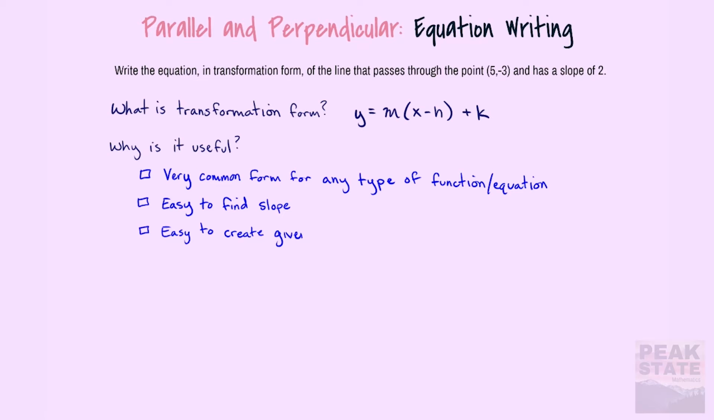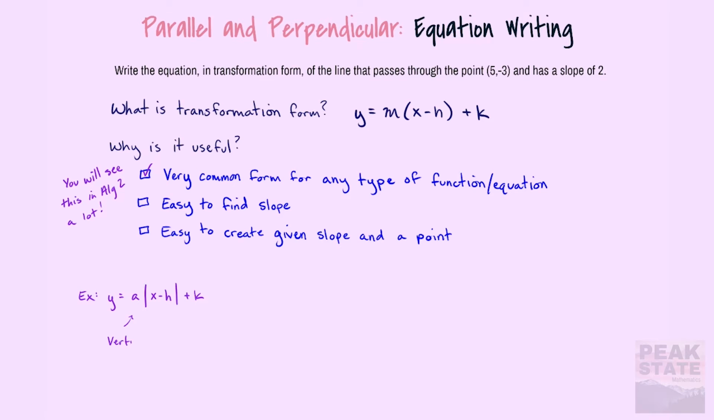That m out in front for the linear is our slope, so it's easy to find the slope here. It's also our vertical stretch, more generically, when we look into algebra 2. Again, a very common type of form we're going to see later on in mathematics. And if we have slope and a point, it's easy to write the equation.